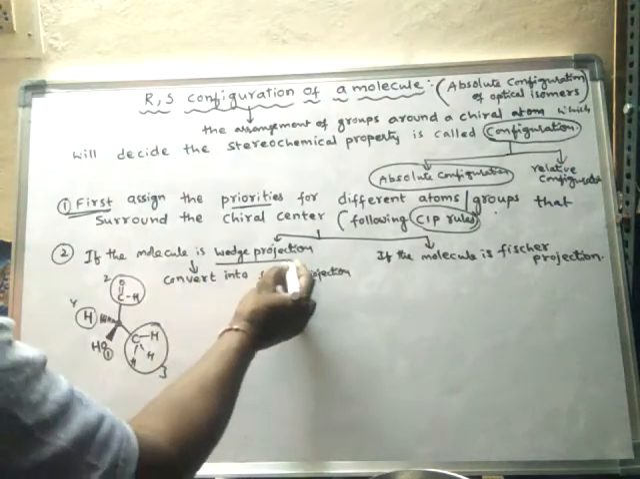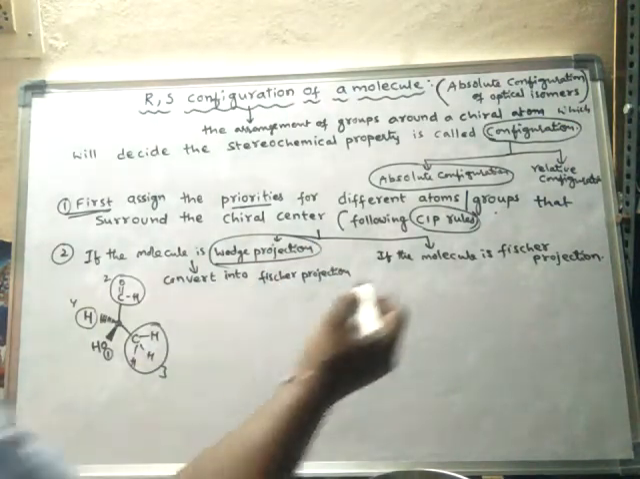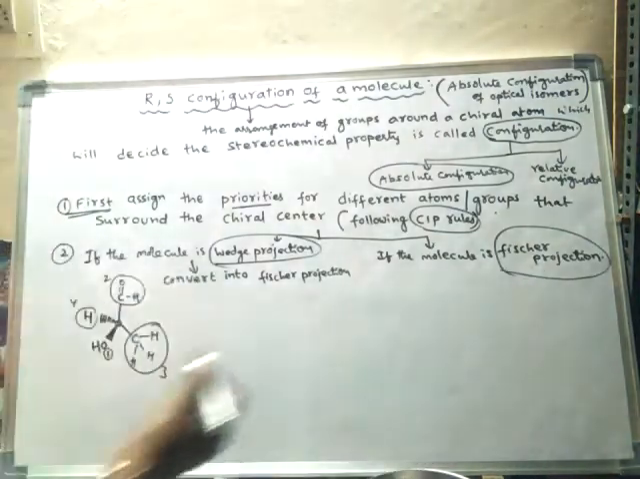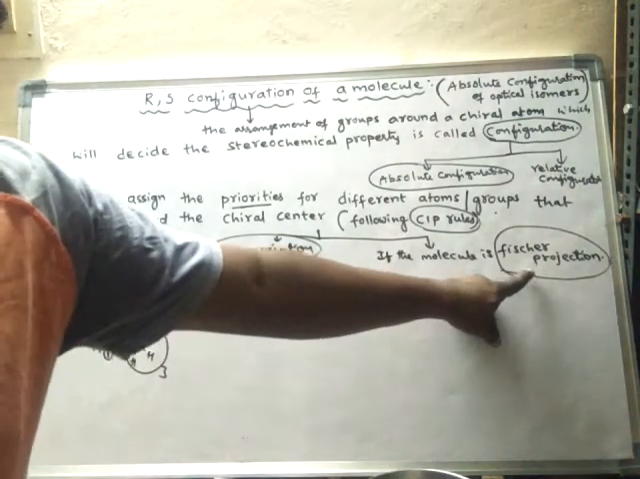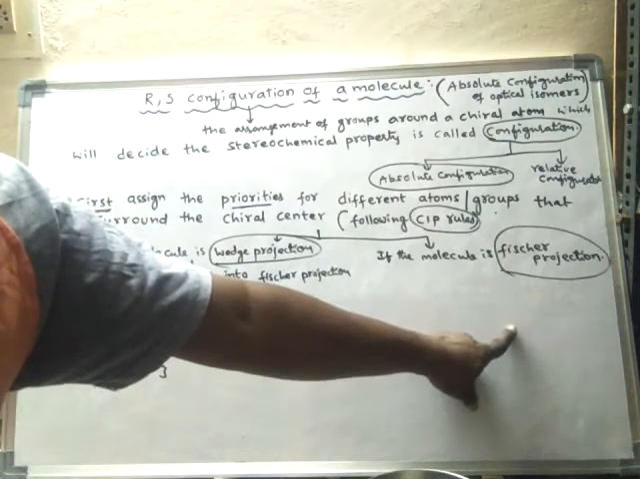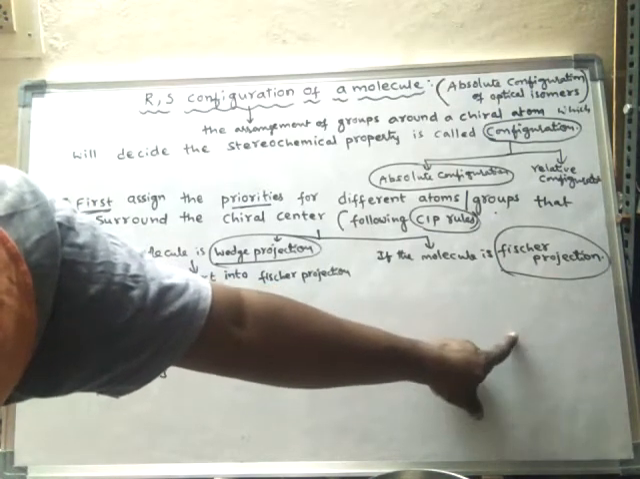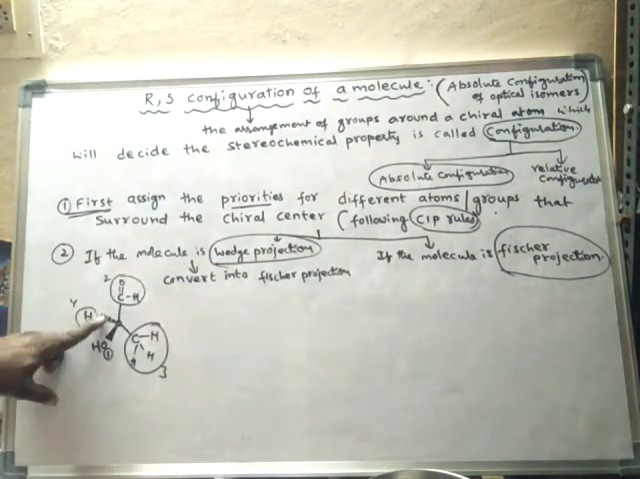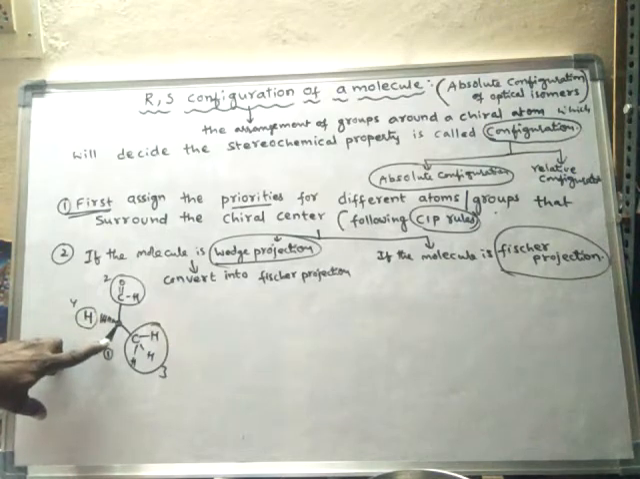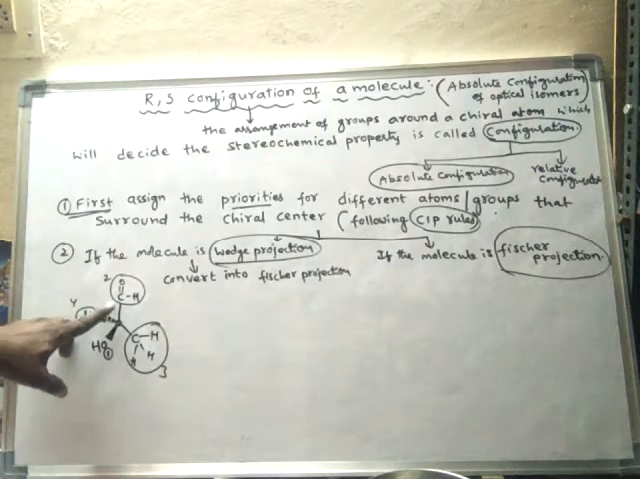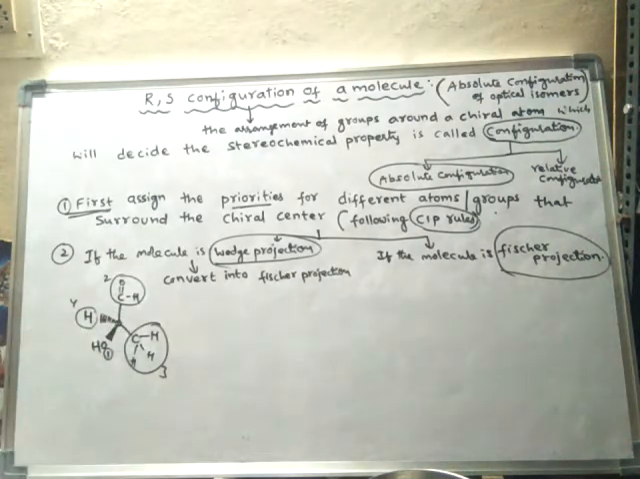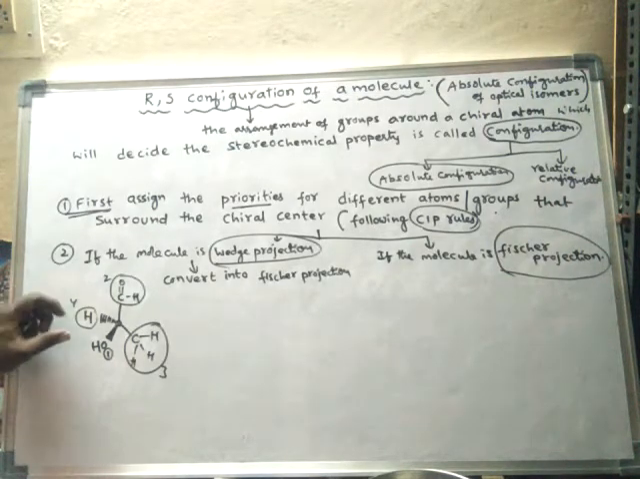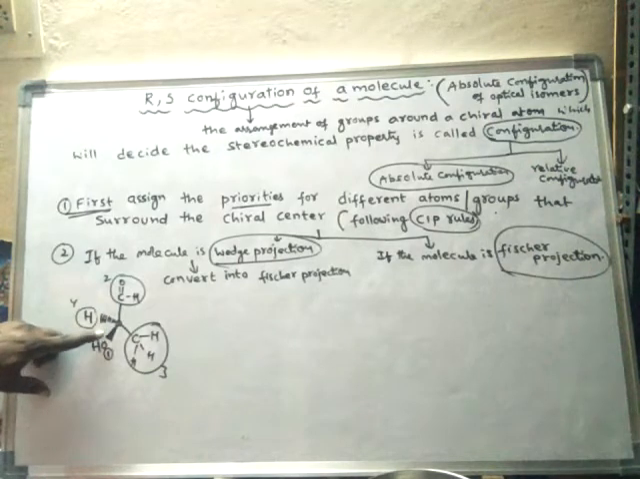After assigning the priority, we have to check whether the molecule is in a wedge projection or in a normal Fischer projection. Fischer projection means all four bonds will be solid lines. But in a wedge projection, two bonds will be wedge bonds, one a solid wedge and another a dashed wedge, and the other two bonds are normal solid bonds. Look here, this is a dashed wedge and a solid wedge.